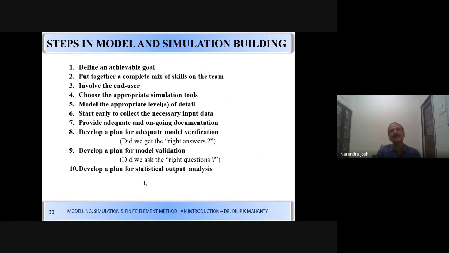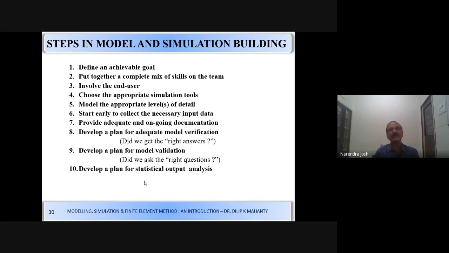Steps in model and simulation building. Define an achievable goal, very important. We cannot do without one. What we want to achieve, we need to understand first. Put together a complete mix of skills on the team. It may be engineers, users, producers, the people who are manufacturing, suppliers, everybody.